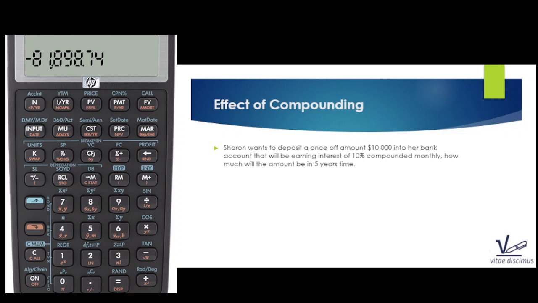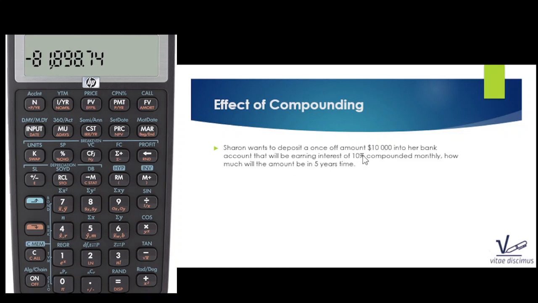With regards to this, we're going to apply the concept via an example here, whereby Sharon wants to deposit a once-off amount of 10,000 into a bank account that will be earning interest of 10% compounded monthly. How much would the amount be in 5 years' time? So with regards to this now, when we input our amounts here, which is the 10,000, which is the present value, and the interest.